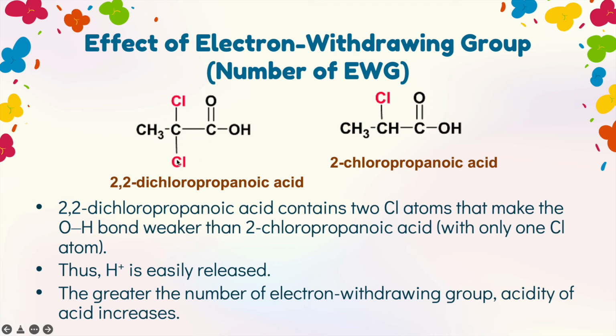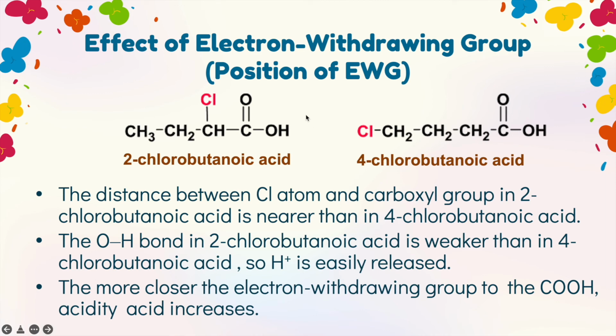So when you have more electron withdrawing groups, the H plus is easily released. The greater the number of electron withdrawing groups, the acidity of acid increases. Finally, the position of electron withdrawing group. Both have the same electron withdrawing group, but the positions are different. Here at carbon number 2, this compound at carbon number 4.